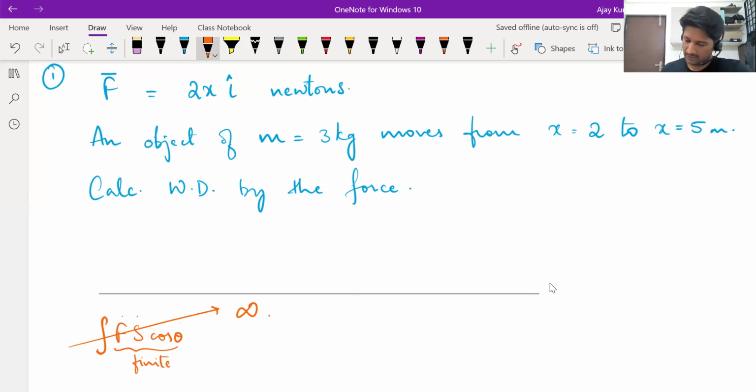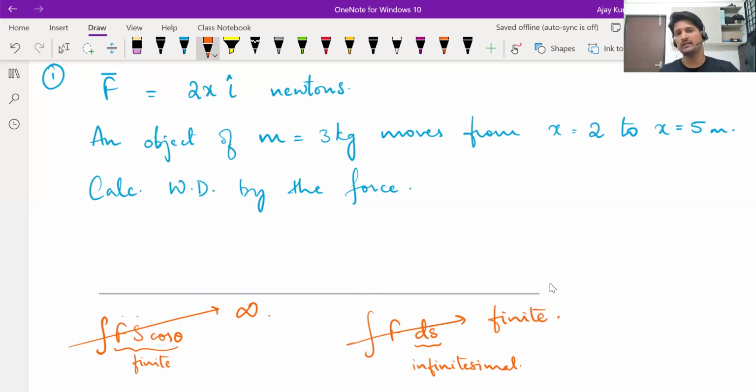But if you are integrating something like this, ds is so small an interval, you can't even tell how much it is. This is infinitesimal, which means it is very, very small. Even if you add infinite such small terms, the answer is going to be finite itself. So whenever you integrate, that d-something term is compulsory. Keep that in mind.